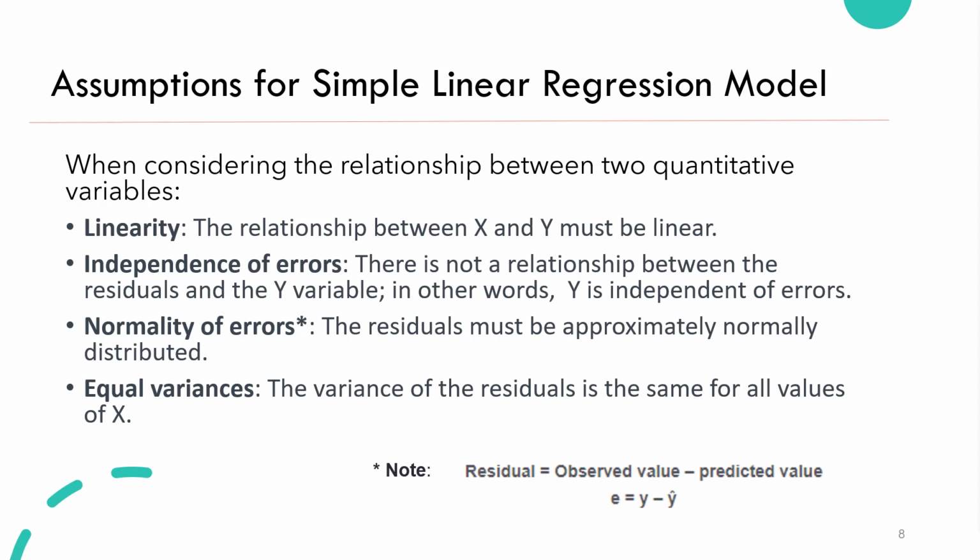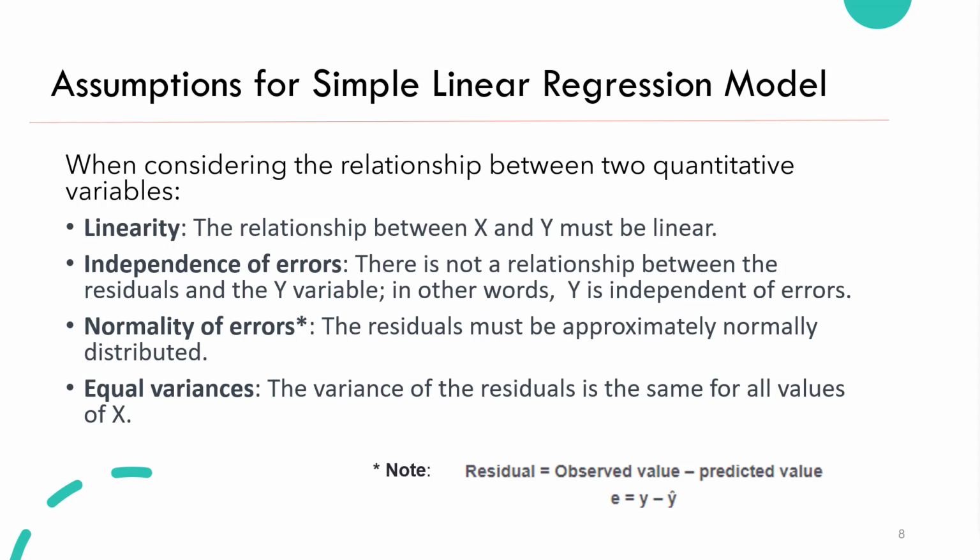Second, we want to check the independence of errors. We have to make sure there is no relationship between the residual and the x variable. In other words, y is independent of errors. To check this assumption, we examine a scatter plot of the residual versus the fit. For those who don't know, the residual is basically the difference between the observed value and the predicted value. As you can see in the footnote at the bottom, I'm listing that formula for you. The correlation of residual and fit should be approximately equal to 0. In other words, there should not look like a relationship between the two variables.